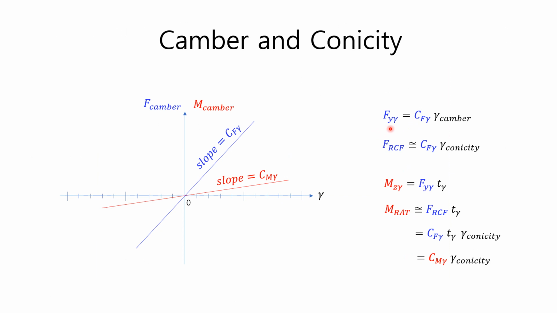As mentioned above, assuming that the lateral force Fy gamma due to conicity can be defined as a function of camber stiffness Cf gamma, the residual cornering force FRCF can be expressed as a function of camber stiffness Cf gamma and the equivalent camber angle gamma conicity. Furthermore, if the camber trail is applied to the equation for the aligning moment caused by conicity, the residual aligning torque due to conicity can be expressed as a function of camber torque stiffness Cm gamma and the equivalent camber angle gamma conicity as shown in this equation.